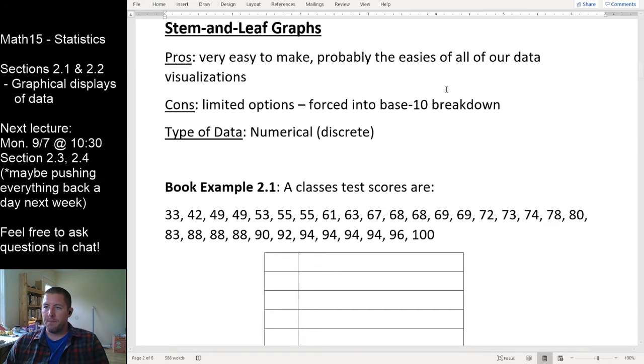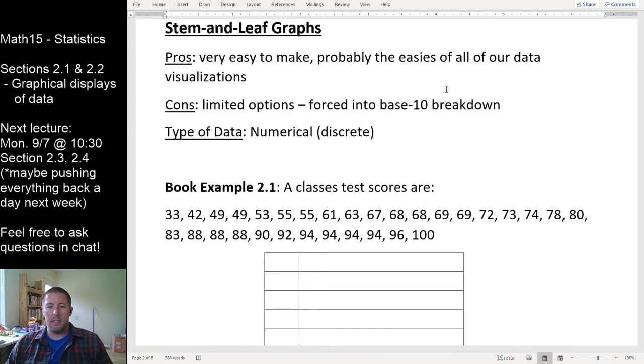Stem and leaf plots, or stem and leaf graphs: one of the great things about them is that they're really easy to make. In fact, I would say maybe the easiest of all of the data visualizations to produce. It requires the least thinking, the least careful writing, because you're just making a more special version of a list. This is barely a graph. This is more of a smartly constructed list. So what's good about this is that they're easy to make, easy to visualize.